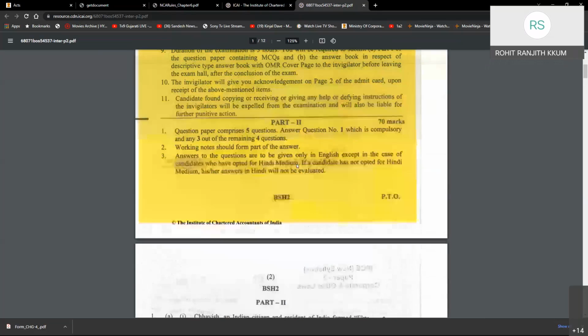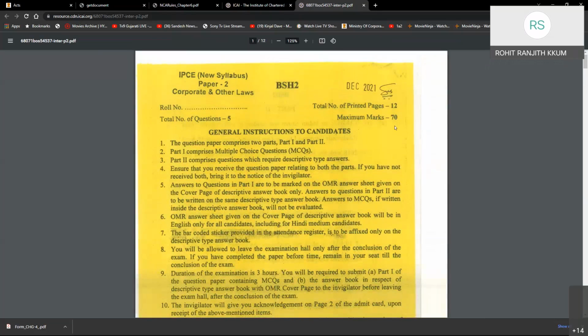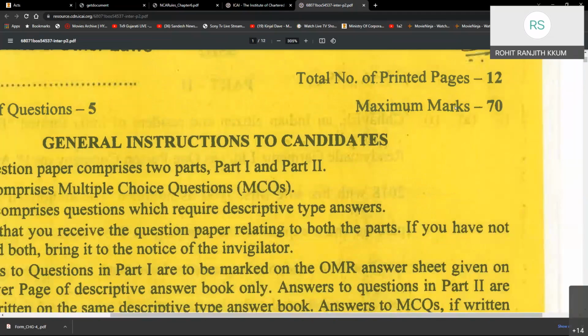So could you see over here? This paper is for how many marks? Maximum marks? कितने हैं? Now many of you have these doubts on how can it be 70? Because you told the paper is for 100. Where are the other 30?